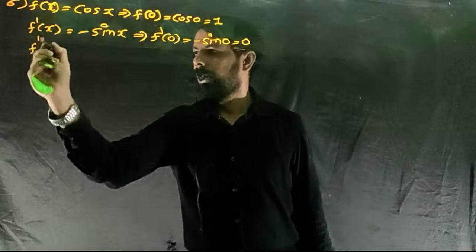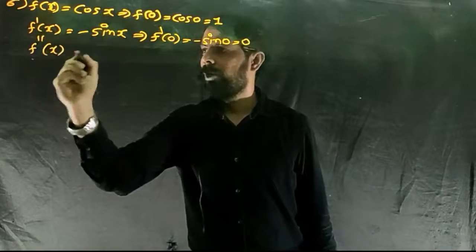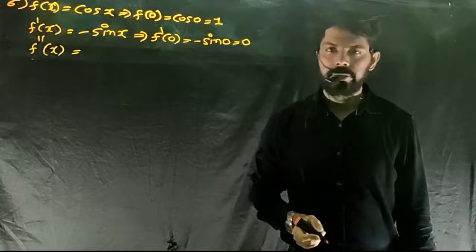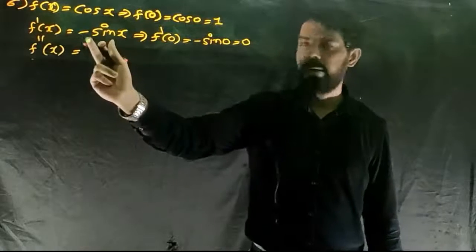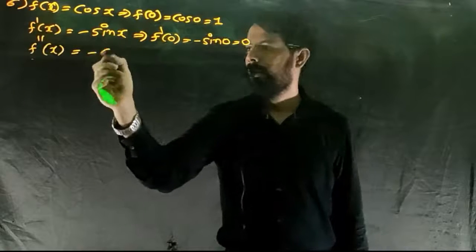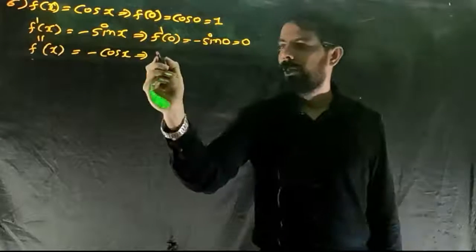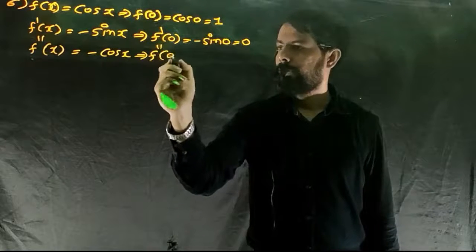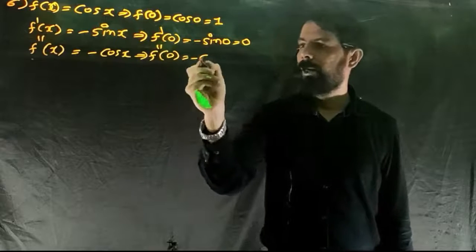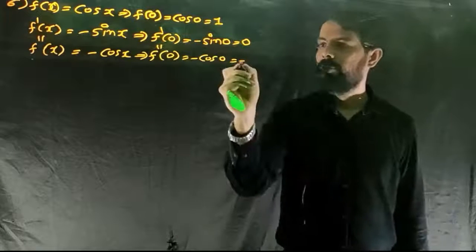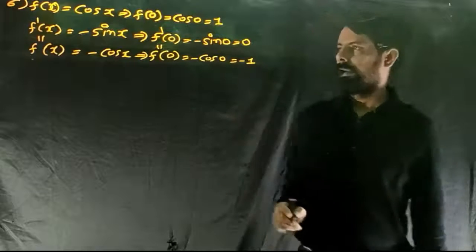Then taking the derivative of f dash x, it will be f double dash x. What is the derivative of sin x? It is cos x, and here it is minus sin, so it will be minus cos x. Replacing x by 0, it will be minus cos 0, and the value of cos 0 is 1, so it will be minus 1.